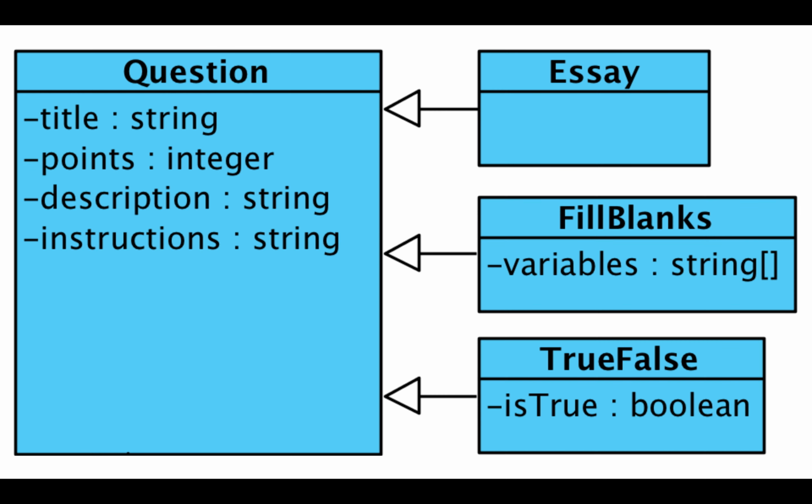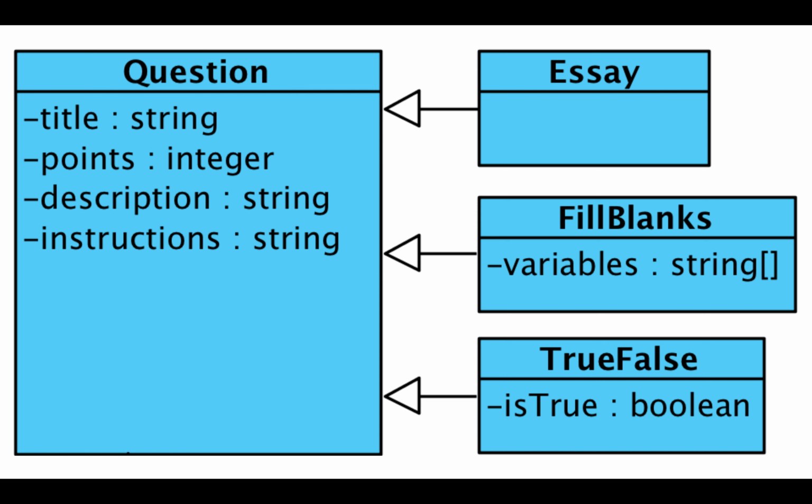Imagine you have this base class question that has different fields that are the common fields for different types of questions. You might have an essay question, a fill-in-the-blank question, and a true-false question. They all have a title. They all have how many points each question is, a description, and instructions on how to answer the question. But then essays might not have anything peculiar about essays.